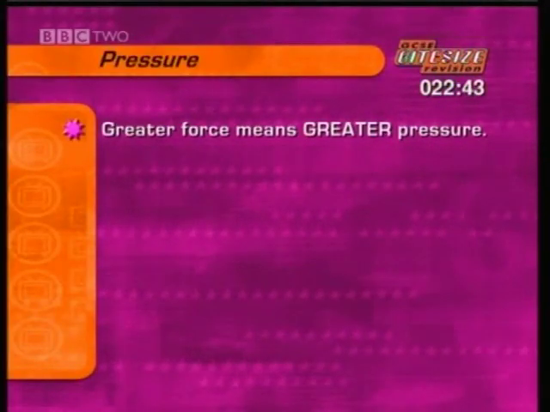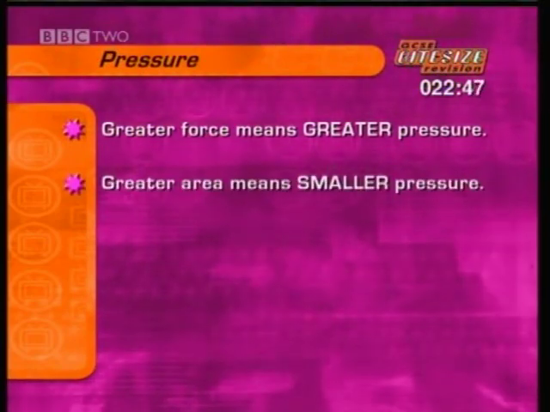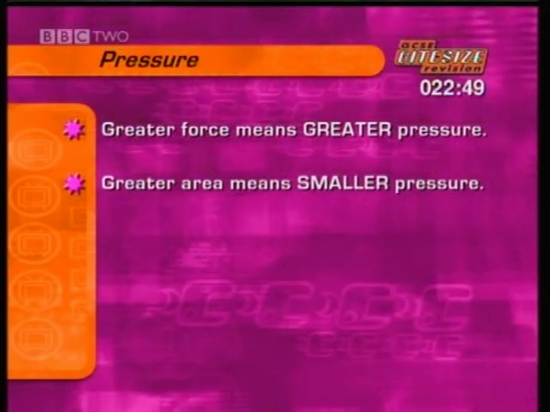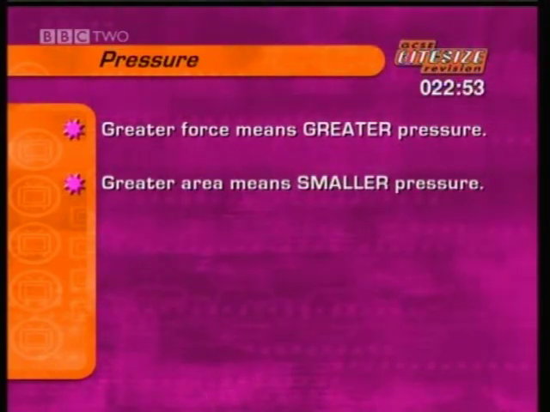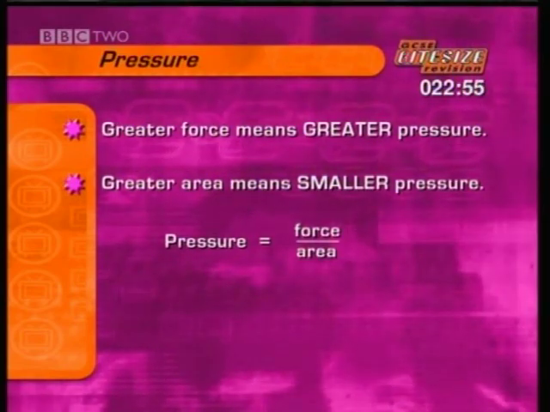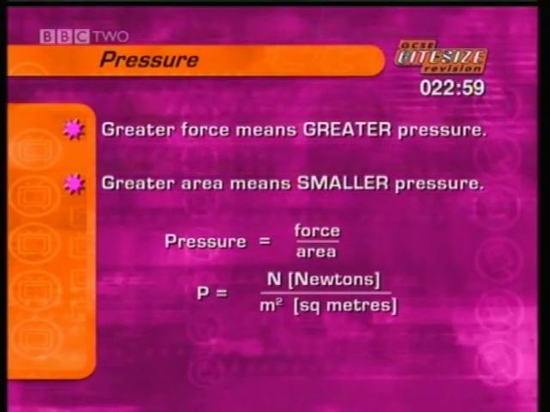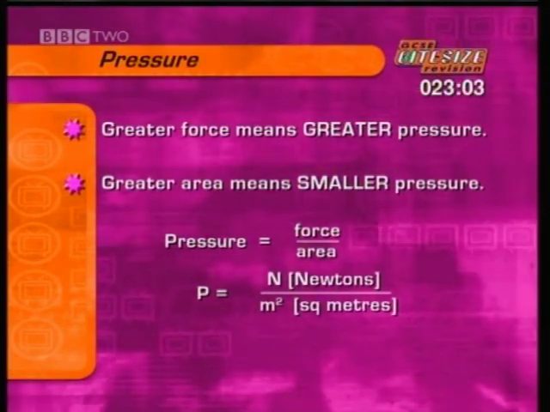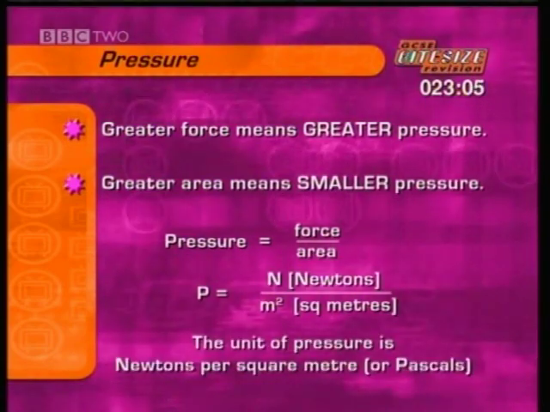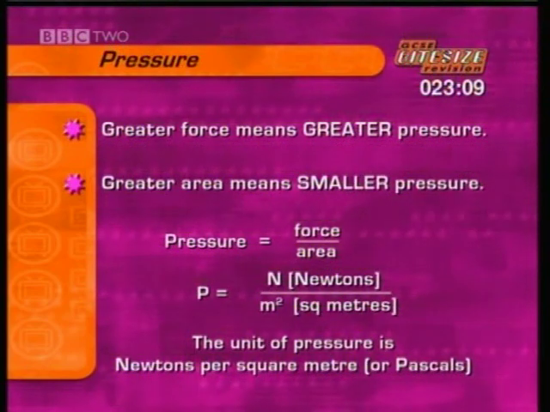So the two key points are that the greater the force, the greater the pressure, but the greater the area, the smaller the pressure, because the same force is spread over a large area. There's a formula for this. It's pressure equals force divided by area. That's P equals N for newtons divided by m squared, that's square meters. So the unit of pressure is newtons per square meter, or pascals.